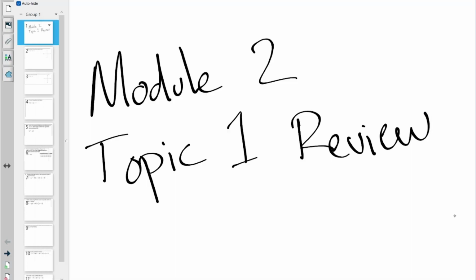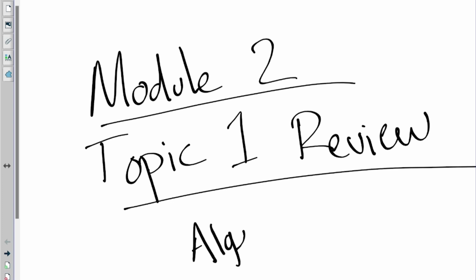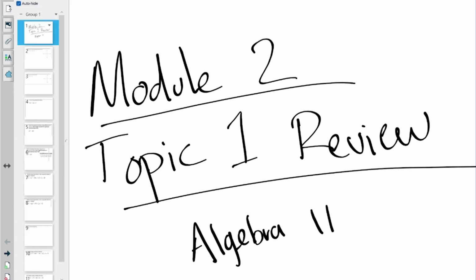Hey everybody, welcome to the Module 2 Topic 1 review for Algebra 2. This is the topic that focuses on factoring, finding zeros, polynomial division, and things like that. So we go more in depth on how to find really just zeros or factors of polynomials. So let's get into it.